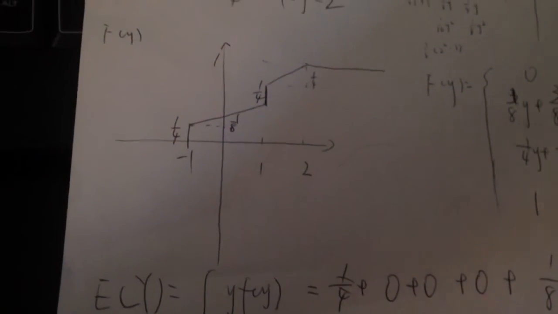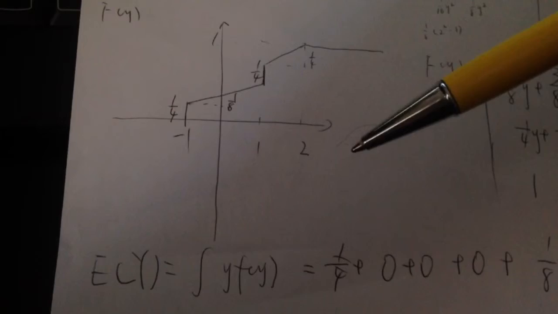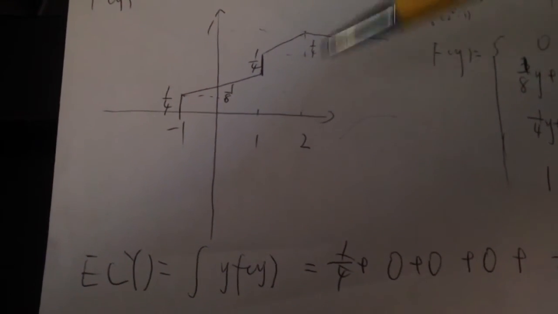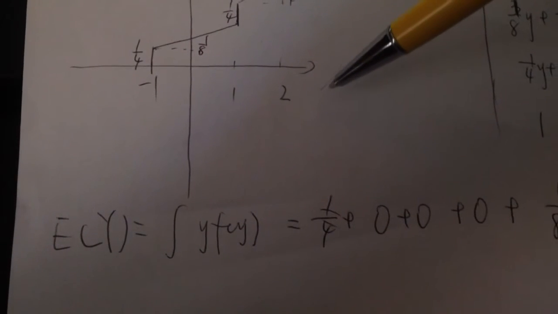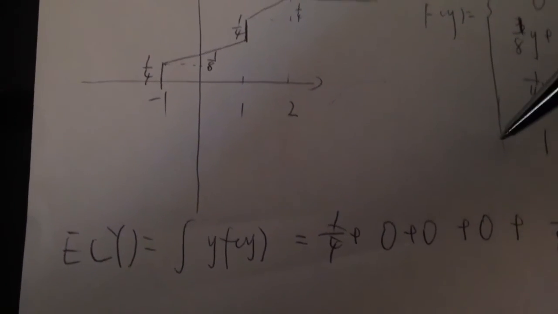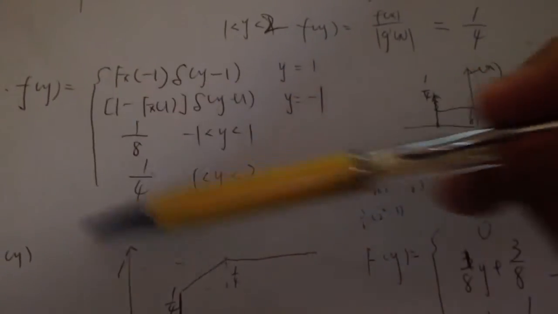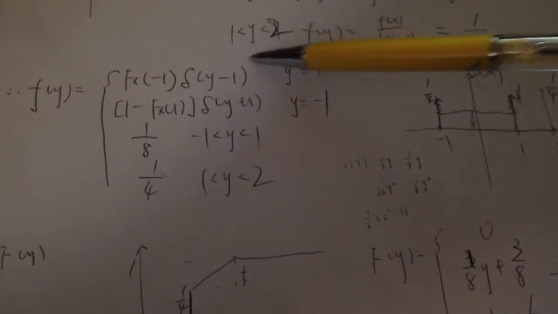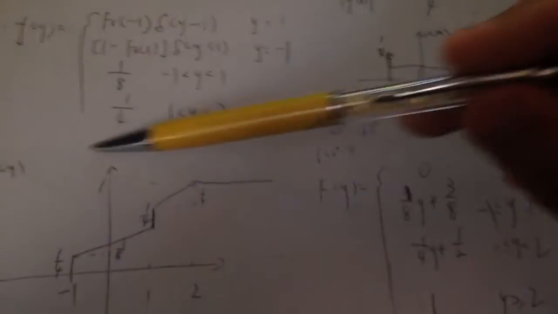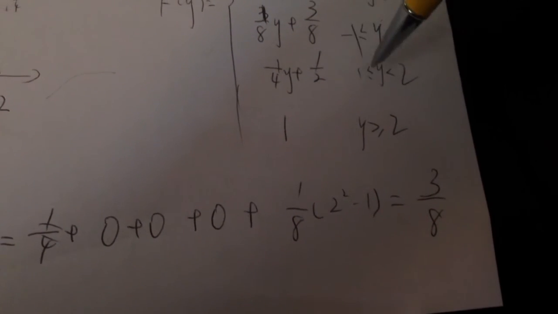And here we use the definition of expectation to calculate the expectation of y. So it equals the integral of y times f of y. And here are 4 parts. These 3 parts, the value should be 0, and this part, the value should be 1/8 times 2 squared minus 1, and it's 3/8.